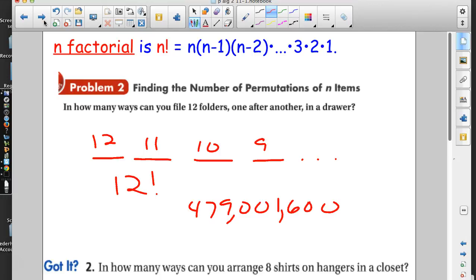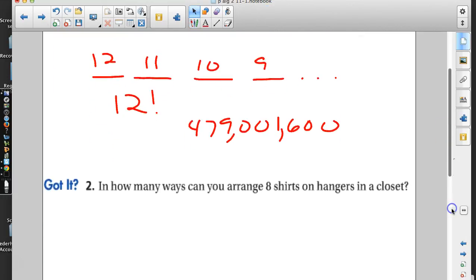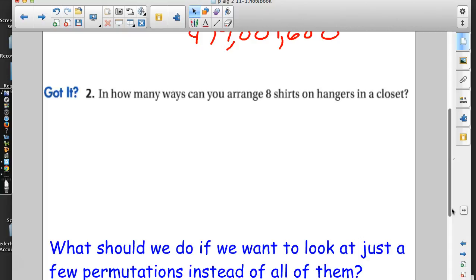So notice it said one after another. That's an ordering. They're telling us put one right after another. This one is, in how many ways can you arrange 8 shirts on hangers in a closet? So right here when I see arrange, I know I'm talking about permutations. And I can think of it in terms of slots if I want to, but I need to arrange all 8 of those. So go ahead and find that answer. Start over here this time.